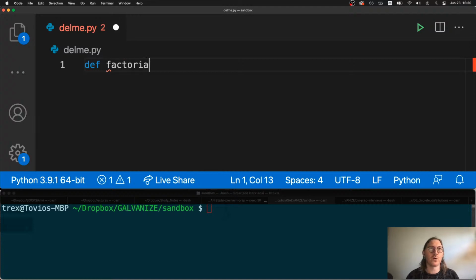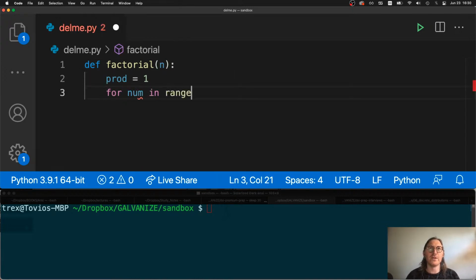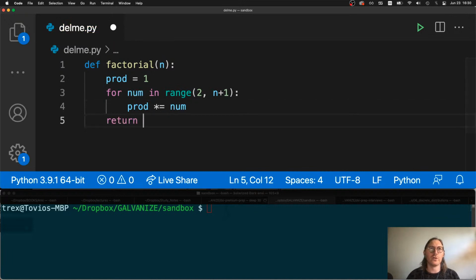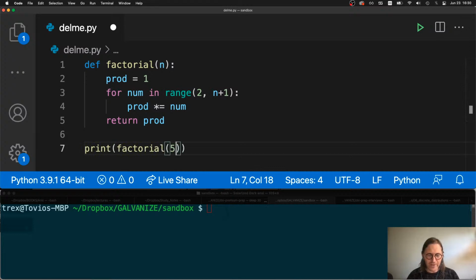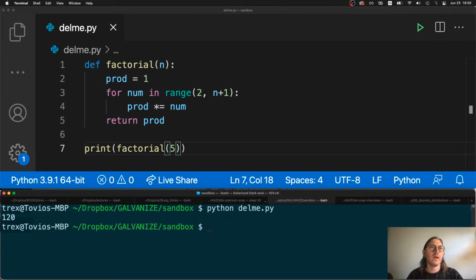So here's factorial, where we pass in n. We're going to build up a product, and for a number in range, we're going to start at 1 and go to n plus 1. Of course, we could start at 2, because anything times 1 is just itself anyway. And we can say prod times gets the num, return prod. So if I print the factorial of 5, that should be 120. 5 times 4 is 20, times 3 is 60, times 2 is 120. And that's what we get.